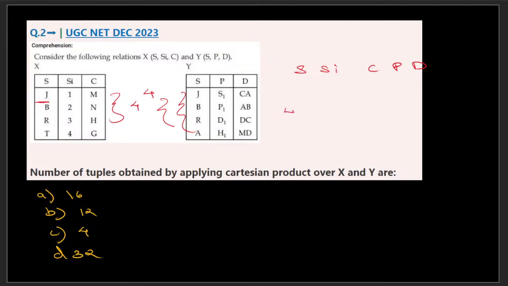So X has 4 rows and Y also has 4 rows, so total 16 are there. That is why here A is the correct answer. Okay, everyone? A is the correct answer. So let's see now the next question, everyone.